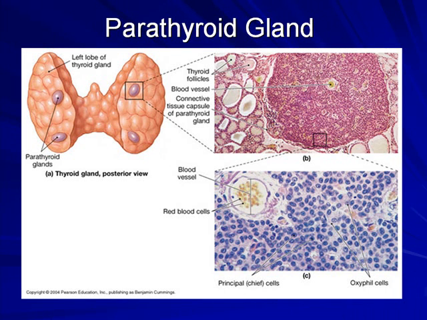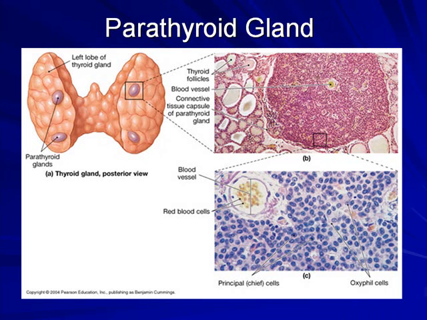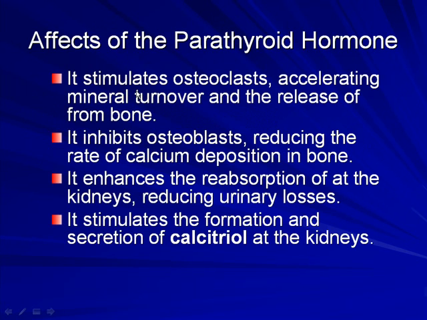These are the parathyroid hormones. As you can see, they are located in the thyroid gland. Normally there are two pairs of parathyroid glands embedded in the posterior surface of the thyroid gland. A lot of times when people have thyroid surgery done for whatever condition, they will leave one of the lobes, so the person will be able to produce hormone actively from the parathyroid glands.